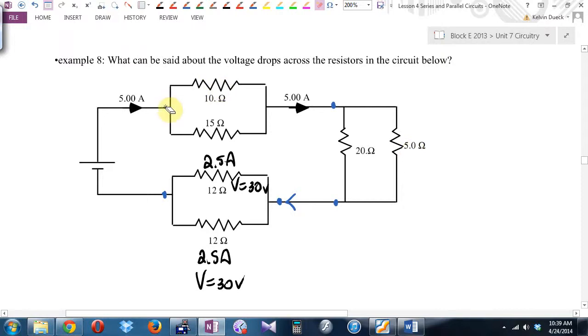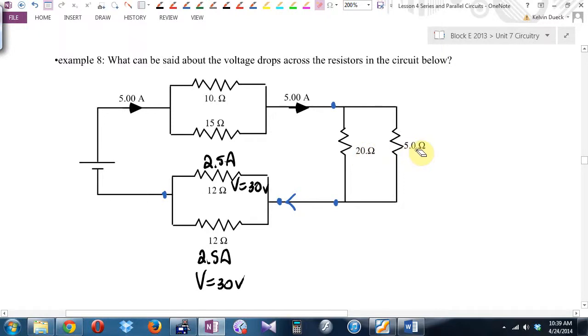Can I shake hands here, meet up here? The voltage in each of those is going to be the same. Not the current, because the resistors are different, but the voltage will be. Let's keep that in mind. Okay. Let's look at this guy. I do notice 20 and 5 is a 4-to-1 ratio.